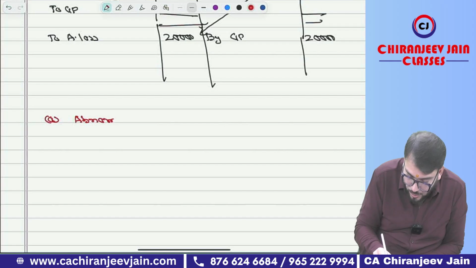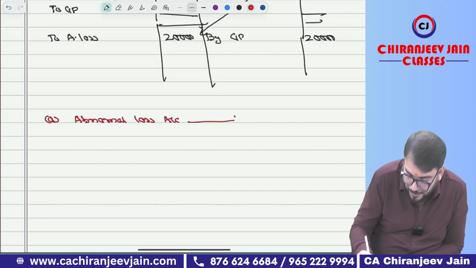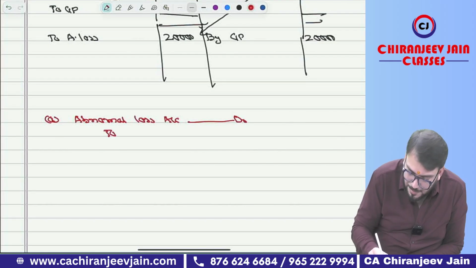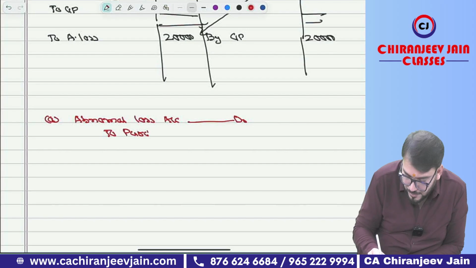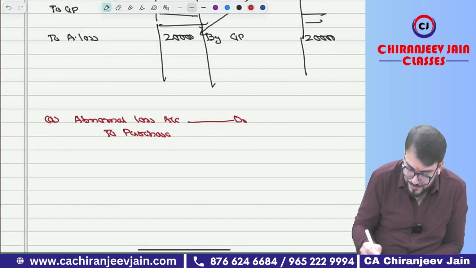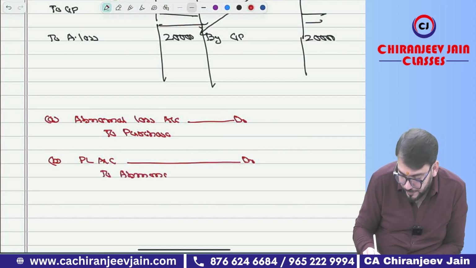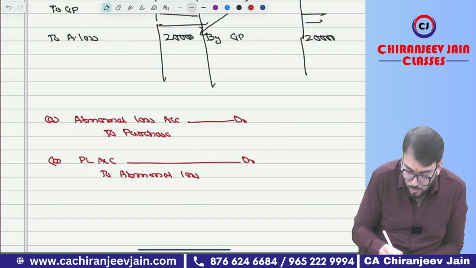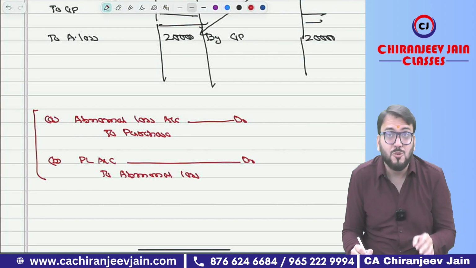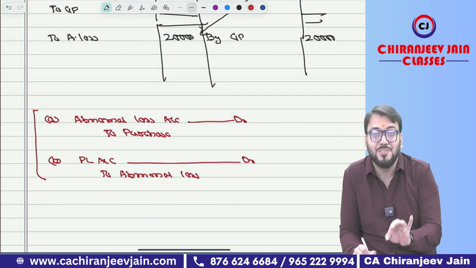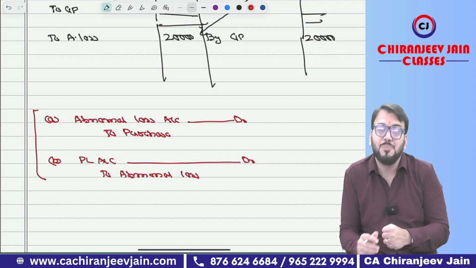First journal entry, abnormal loss account debit, and credit to purchase. You need to reduce your purchase, and this abnormal loss will be charged to the PL account. Then we'll say PL account debit to abnormal loss. You can see there are two journal entries for abnormal loss. First you remove it from the trading account, then you charge it to the PL account.